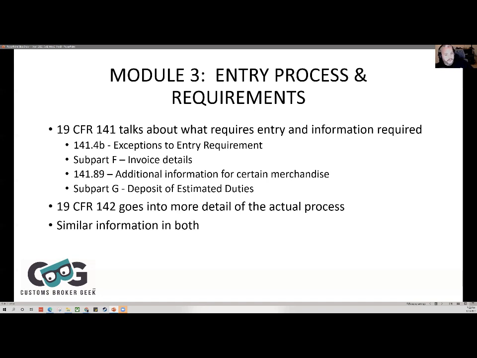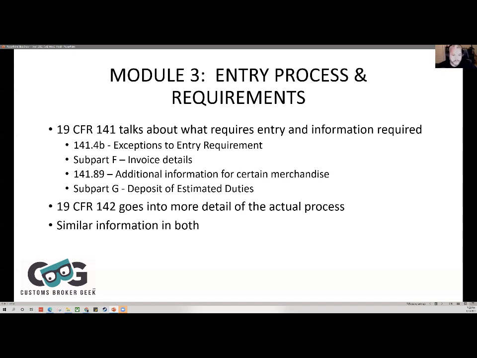19 CFR 142 goes into more detail of the actual process. As mentioned previously, Part 142 deals with the actual entry process. It details the time for filing, documents required, bond requirements, invoice requirements, delinquent payments, and more. It is closely related to Part 141.